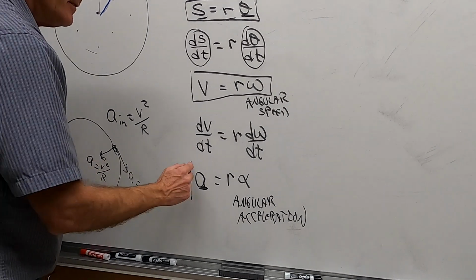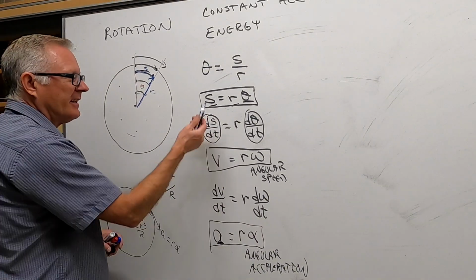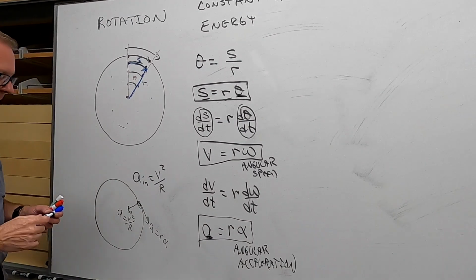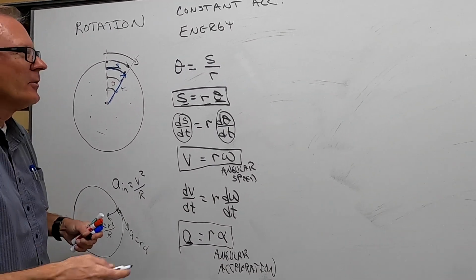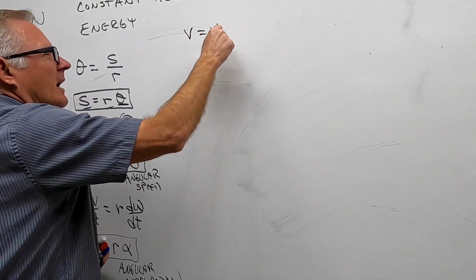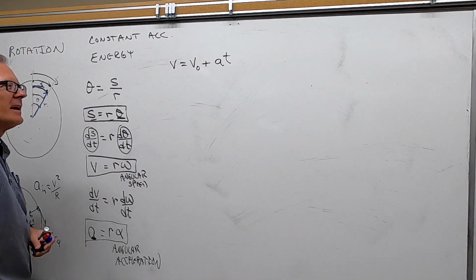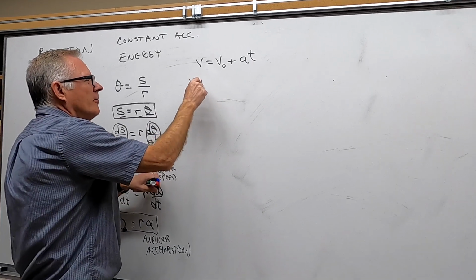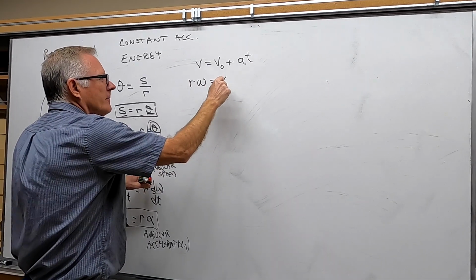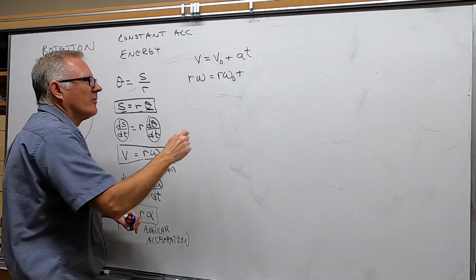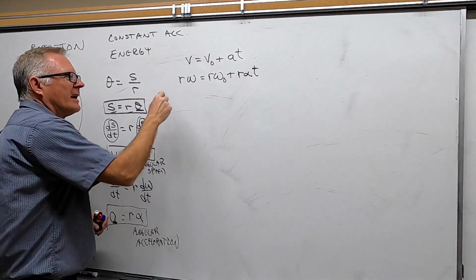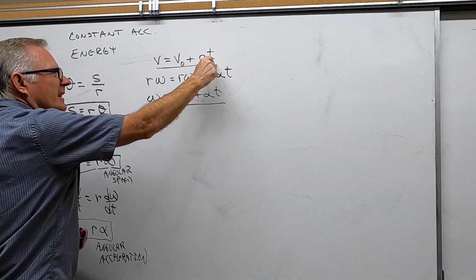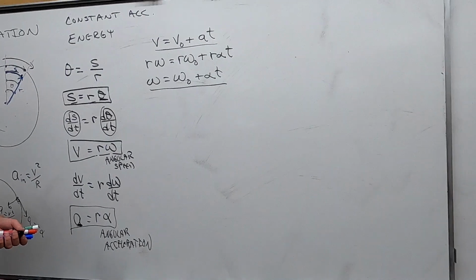Okay, so that is these three relationships. Instead of using s or x and v and a, we like to use theta, omega, and alpha. If we come back to our constant acceleration equation, v equals v naught plus at, and suppose we switch every place you see a v to r omega, that would be r omega equals r omega naught plus a, which is r alpha, t. Now cancel all the r's and you get omega equals omega naught plus alpha t. Looks a lot like that right there. All I did was just switch letters.